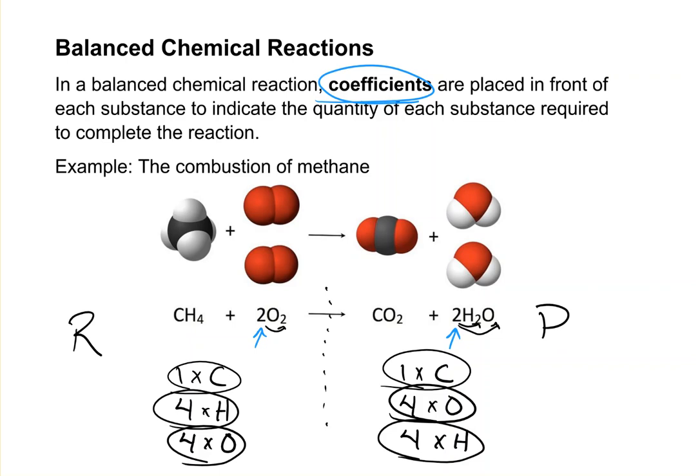So what we're going to have to do is go back and place coefficients in front of all of our substances. When we place coefficients, or the numbers, in front of our substances, that'll allow us to follow the law of conservation of mass.